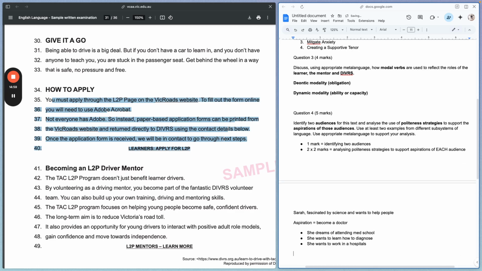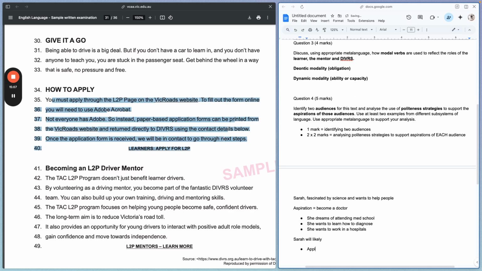And to achieve this aspiration, the tangible things that she's going to do, Sarah will likely, at the very start, apply to medical school. She's going to study hard. She's going to, I don't know, volunteer or get work experience, right? These are things that will manifest from her aspiration. So aspiration is the driving force behind her actions, her decisions. It's the goal that motivates her to work hard and pursue her dreams, right?